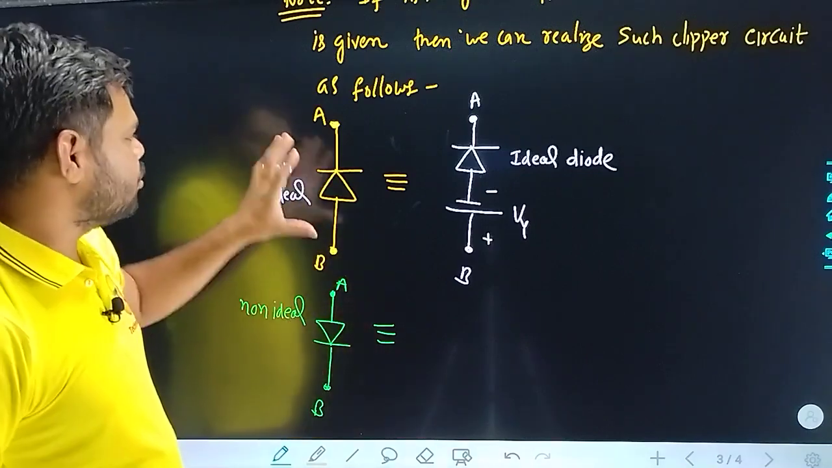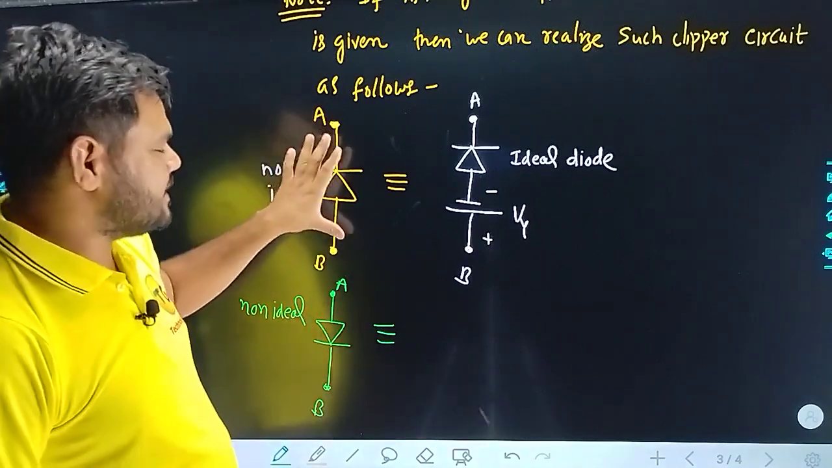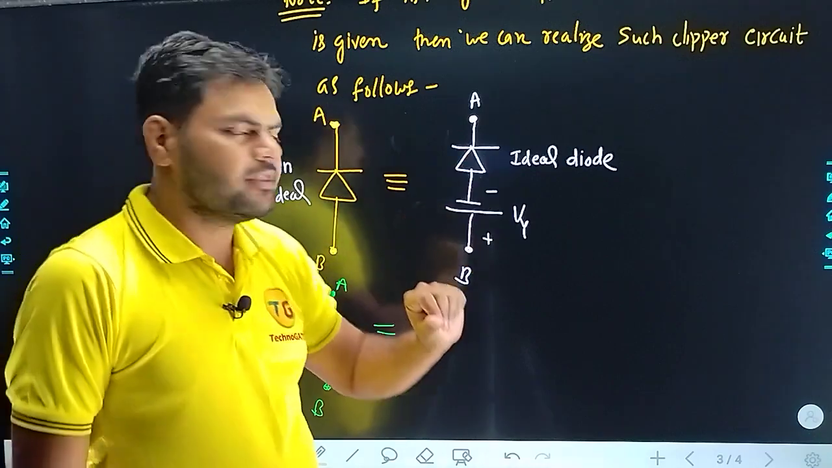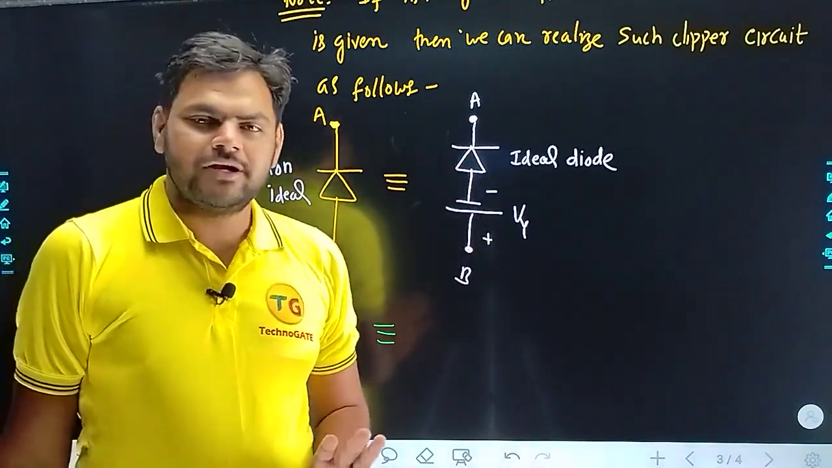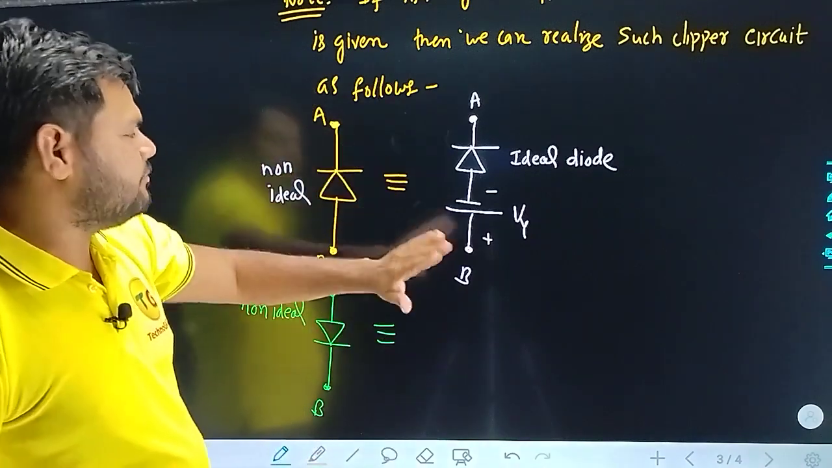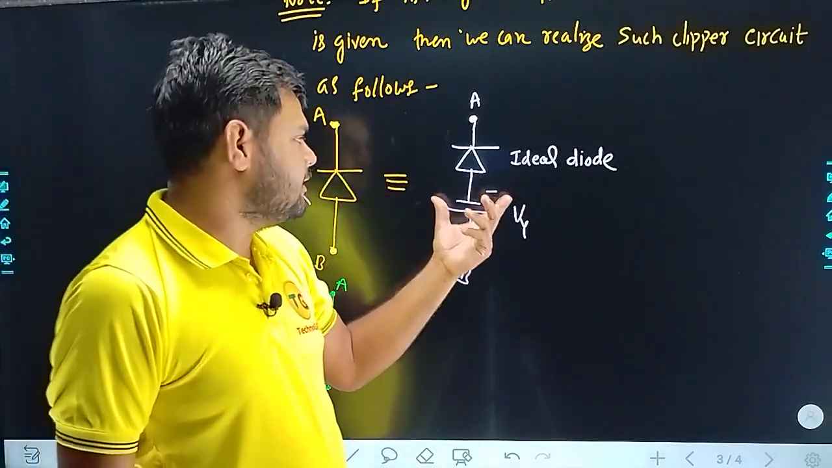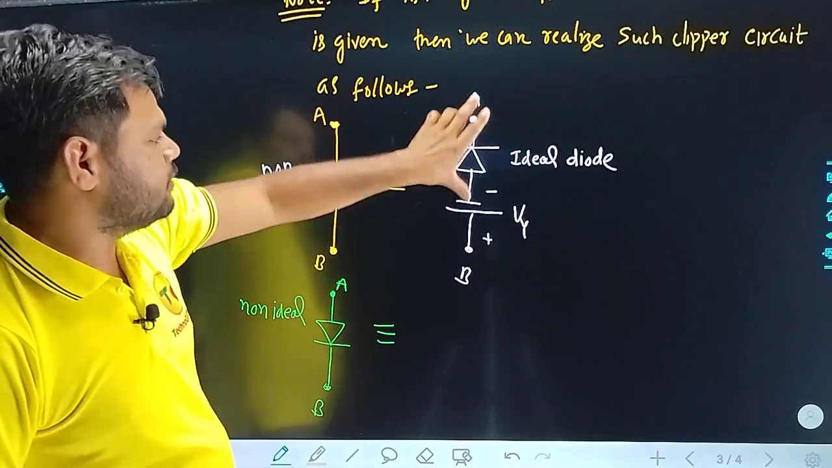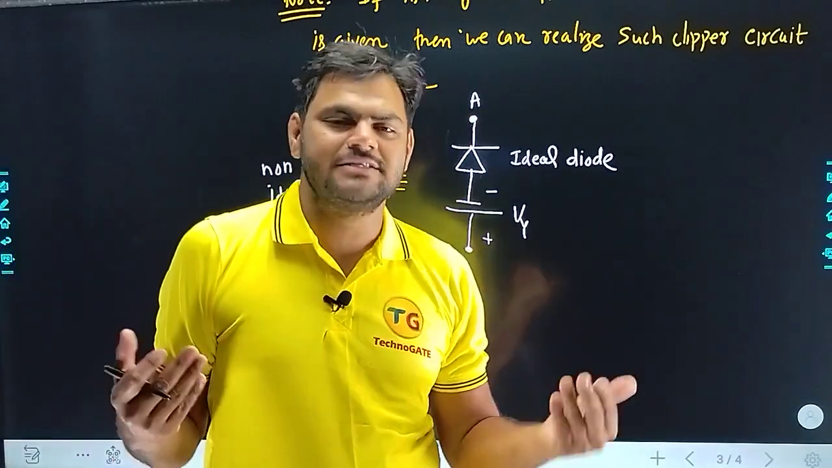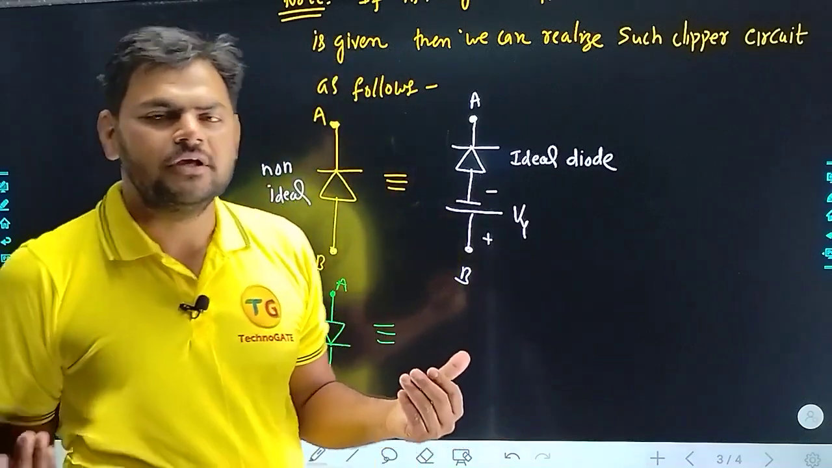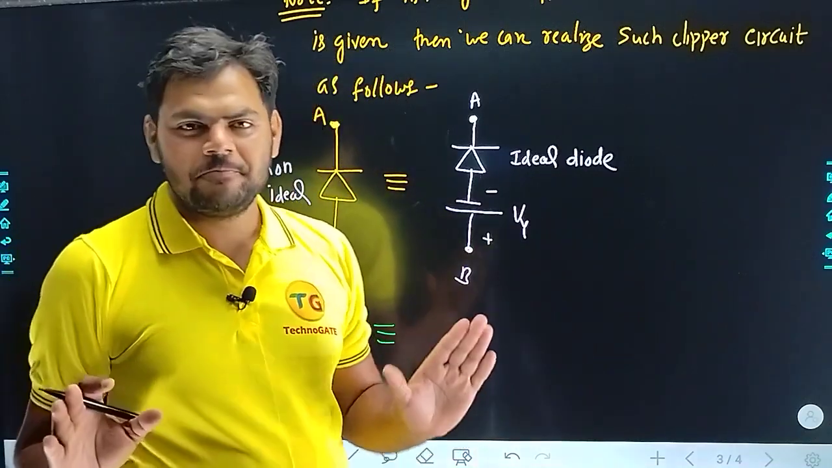Now I am going to replace it with the equivalent model. Once they have given a non-ideal diode to you, just replace that non-ideal diode in this way: an ideal diode and this V gamma battery. Got it? So it will be easier for you to replace this non-ideal diode by this circuit. Now the entire analysis will be the same as I have just made for you. Okay, so there will be nothing different.